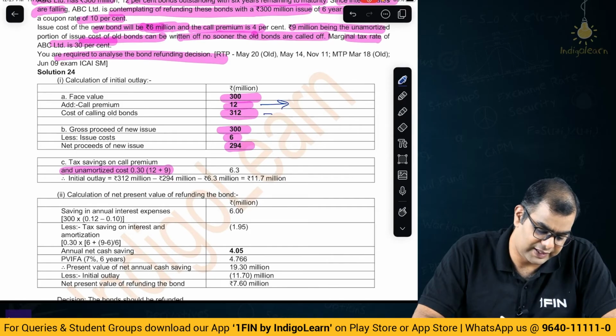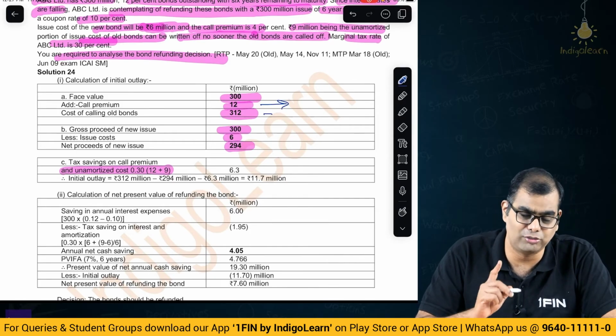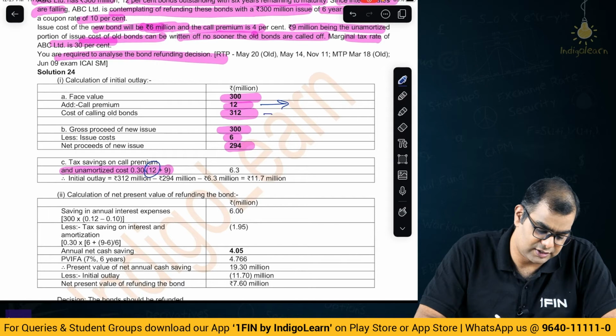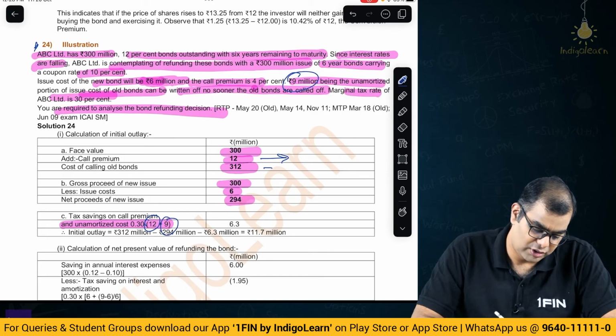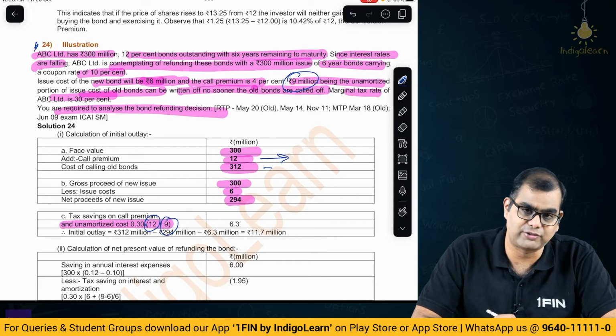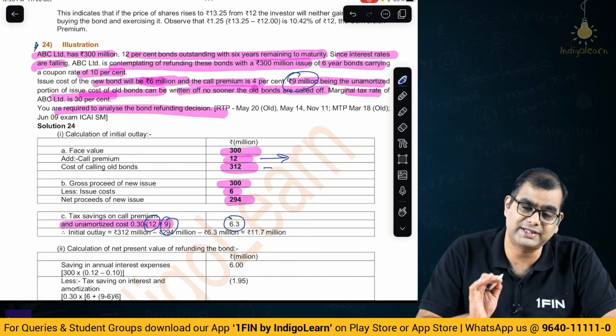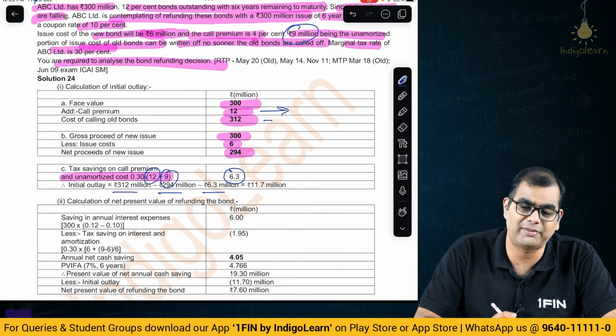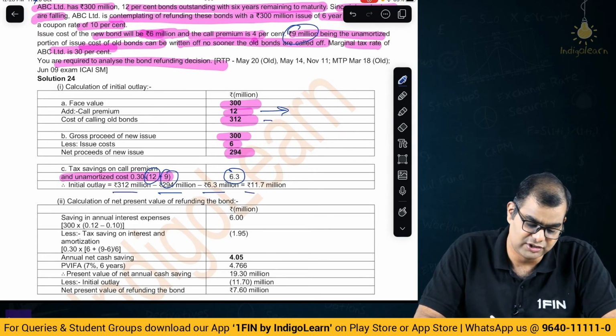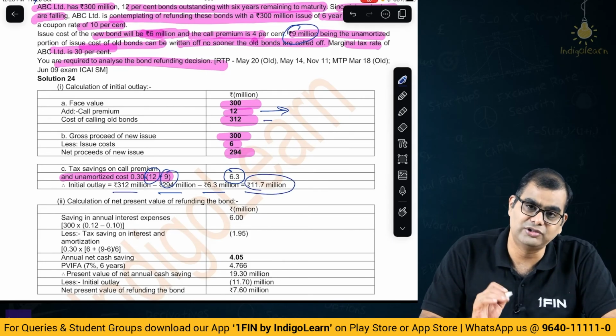You have 12 and the unamortized cost, and we are referring to the old bonds here. So 12 is the call premium, which we discussed here, and 9 million is the unamortized cost of the old issue. So 12 plus 9 is 21, 21 into 0.3 is 6.3 million, which is the tax saving here. So the initial outlay is 312 minus 294 minus 6.3. Why minus 6.3? Because that's a tax saving that you are getting. So you are getting 11.7 million. Now this is the outflow.